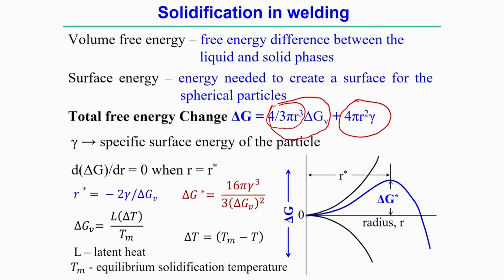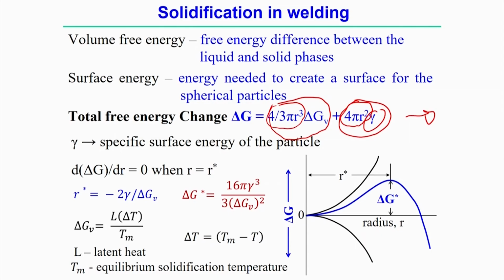So, that is the first component, the volume free energy. The second component is the surface energy. 4 pi r squared is the area of the surface of a spherical particle, and gamma is the specific surface energy of that particle. So, delta G represents the total free energy change during the nucleation process.